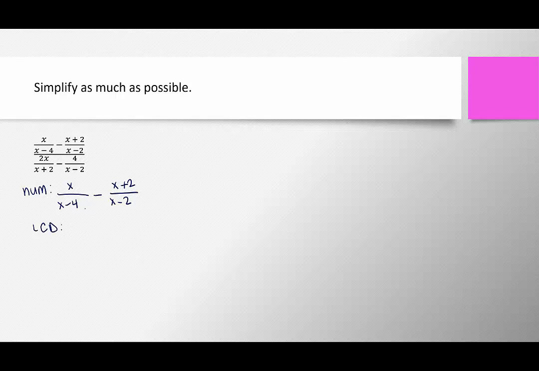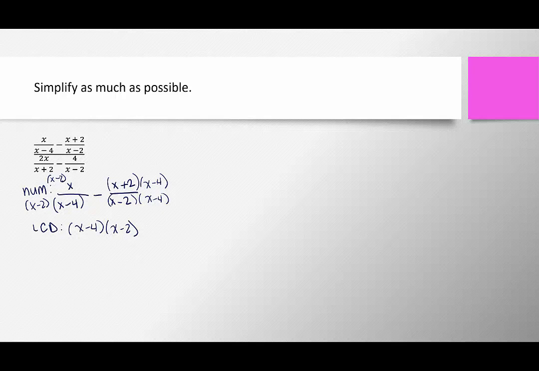The least common denominator will be the product of the two denominators, x minus 4 and x minus 2. Rewrite each term so that they have both those factors in the denominator. So this one needs a factor of x minus 2. I'll multiply that to the numerator and the denominator. And this one needs the factor of x minus 4 in both the numerator and the denominator.